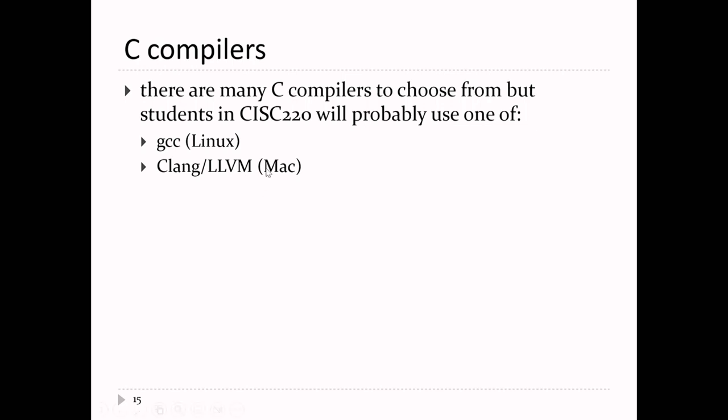If you follow the instructions for setting up your computer at home, everything's installed for you. On Linux or Windows, you're using GCC. On Mac, you're using something called LLVM with the Clang front end. You don't actually need to know this. That's the compiler that Mac has decided to use.